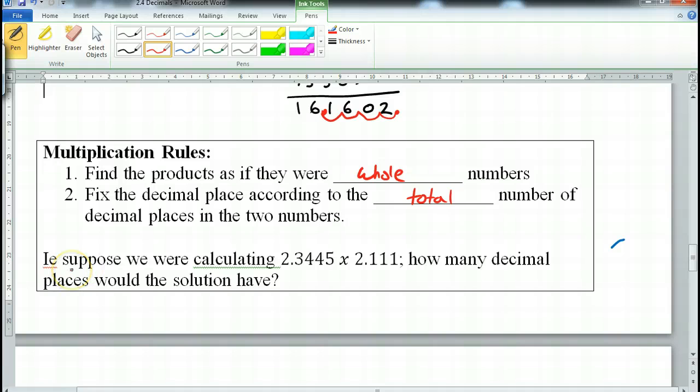So let's say we were calculating 2.3445 times 2.111, how many decimal places would the solution have? Well, we have 1, 2, 3, 4 decimal places, and 1, 2, 3 over here. So 4 plus 3 is a total of 7 decimal places. So our answer would have 7 decimal places.